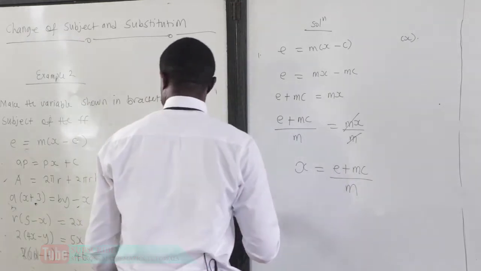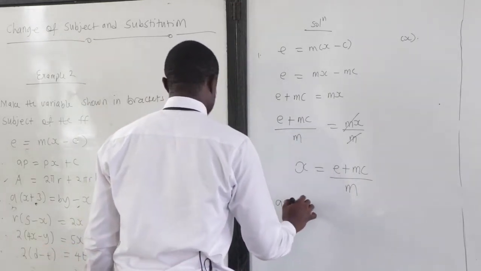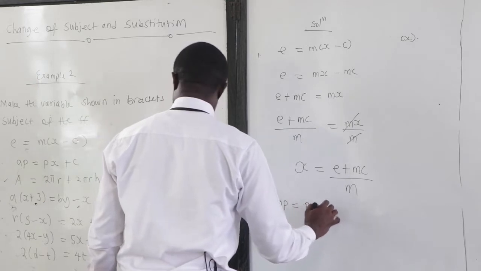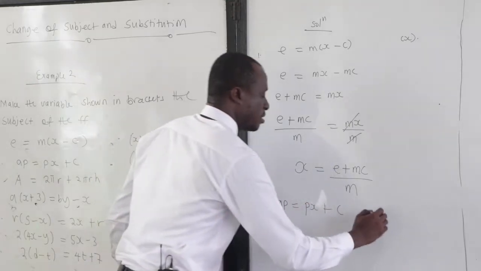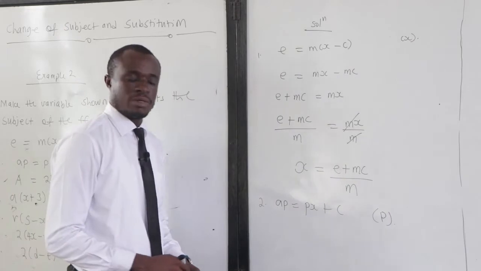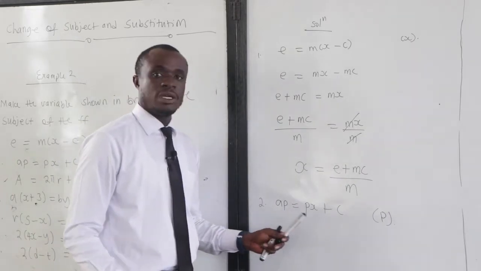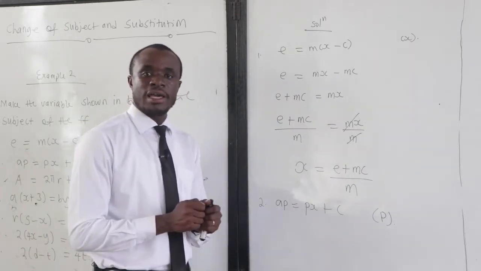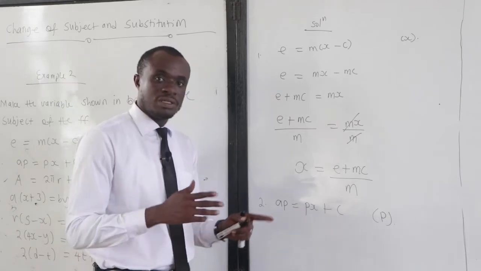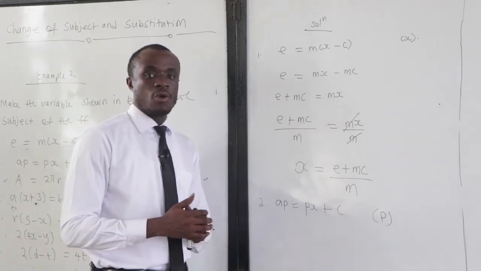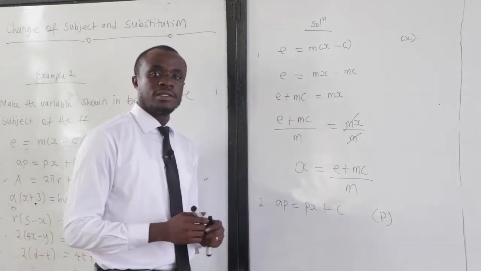Now let's see question number 2. We have AP equal to px plus c. In this case, we want to make p the subject. What can we say? There's p here, there's p here. So what are we supposed to do? Group like terms, and then because there's two p's in it, and p being a common factor, we have to factorize the p out.